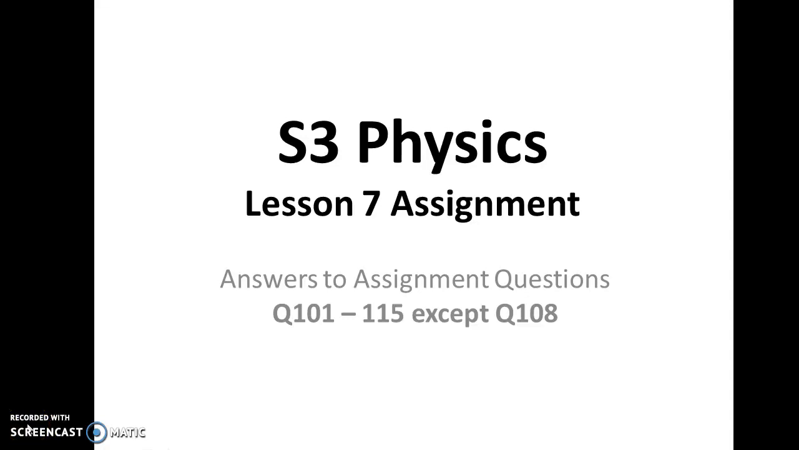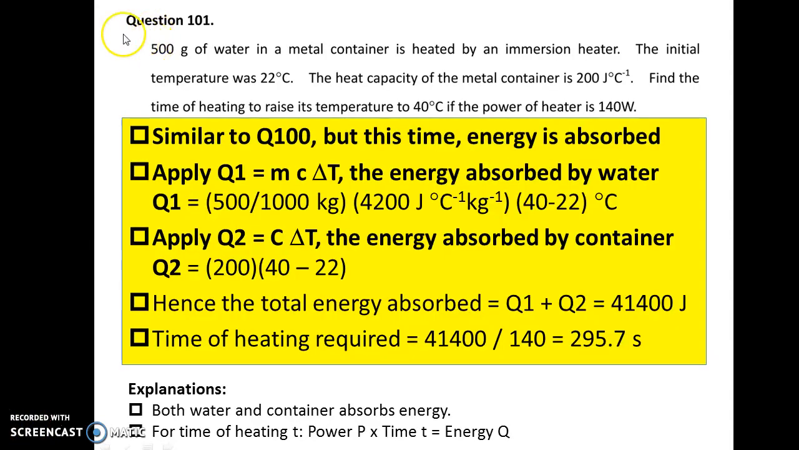Answers to assignment questions. Question 101. This question is quite the same as question 100. But in this case, we have a cold container together with cold water. The temperature is going to increase from 22 degrees Celsius to 40 degrees Celsius. We have to find the energy absorbed by them.